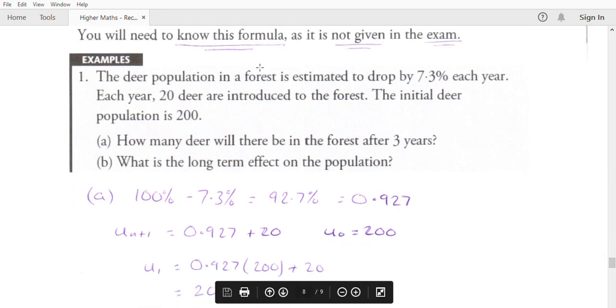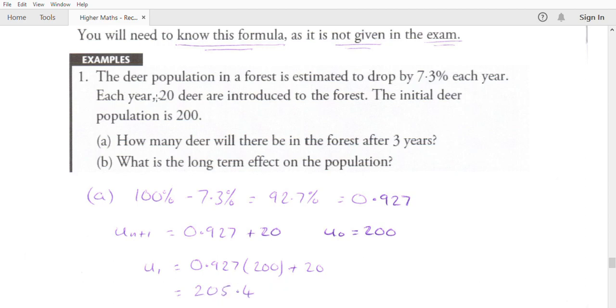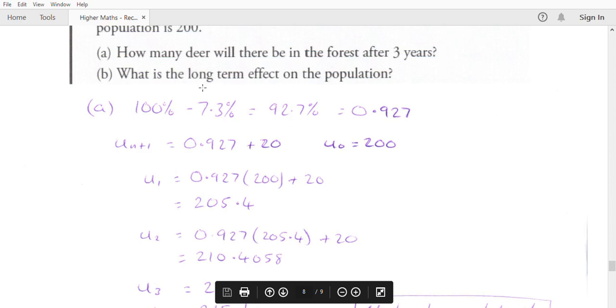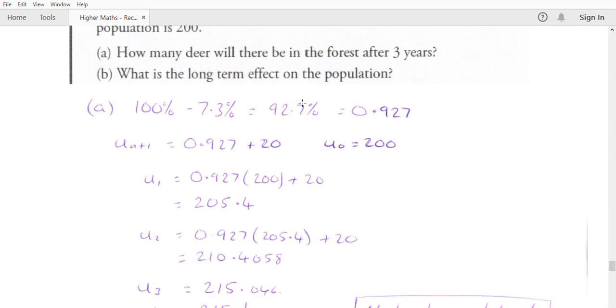The deer population in a forest is estimated to drop by 7.3% each year. Each year, 20 deer are introduced to the forest. The initial deer population is 200. Part A: how many deer will there be in the forest after 3 years? To calculate that, we'll need to set up a recurrence relation. A 7.3% decrease will leave 92.7%, or 0.927, of the original amount. And then each year we're adding 20 deer into the forest. So there's our recurrence relation.